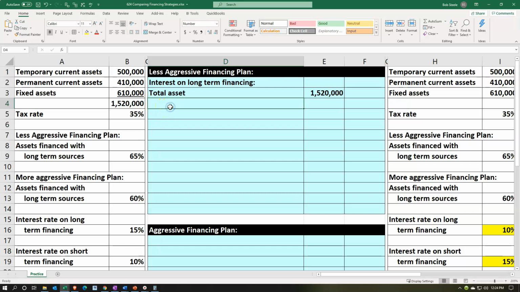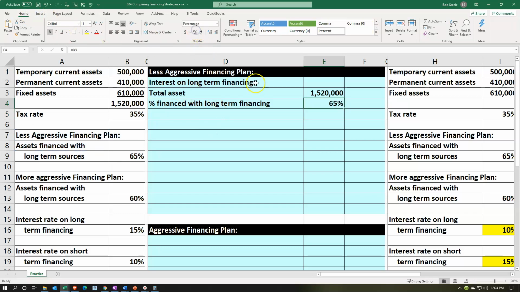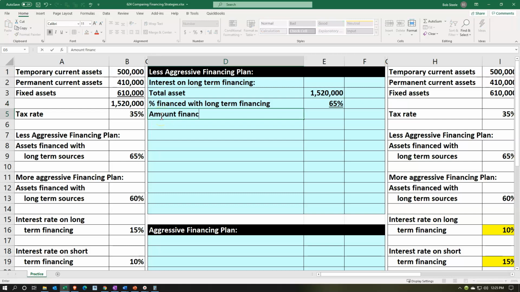We're going to say the percent financed with long-term financing we said is going to be equal to the 65%. 65% long-term financing. Let's make that a percent. Home tab, numbers group, percentifying it. Let's underline it. Home tab, font group, and underline it. And that's going to give us the amount financed with long-term financing, which is going to be equal to the 1,520,000 times the 65% for 988.